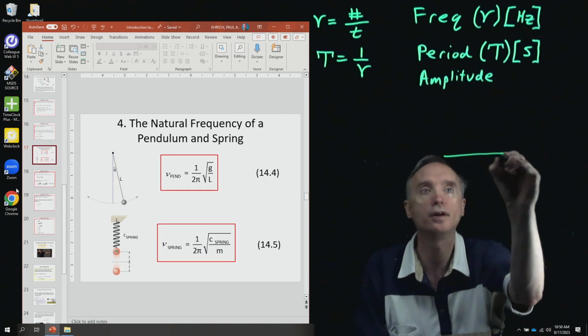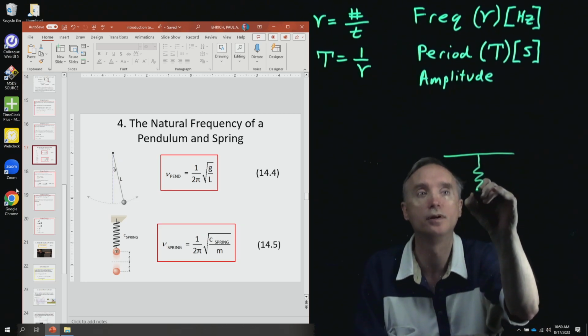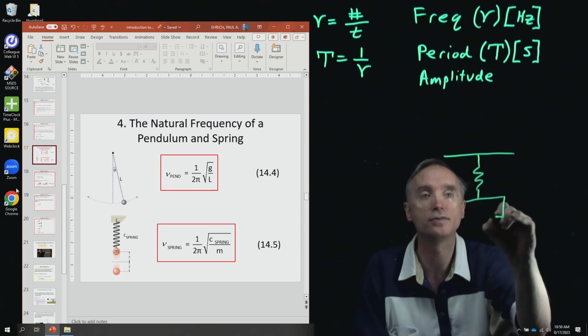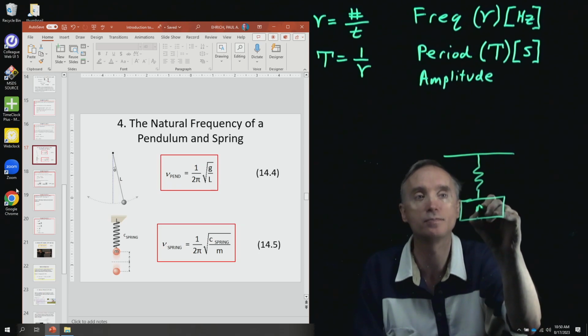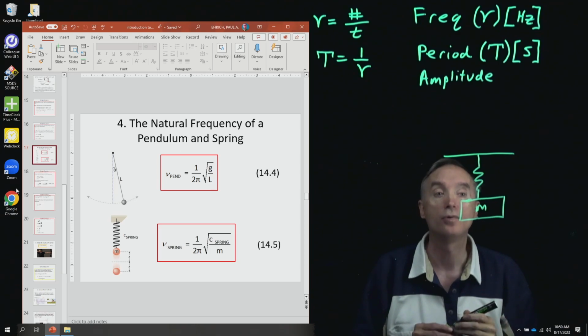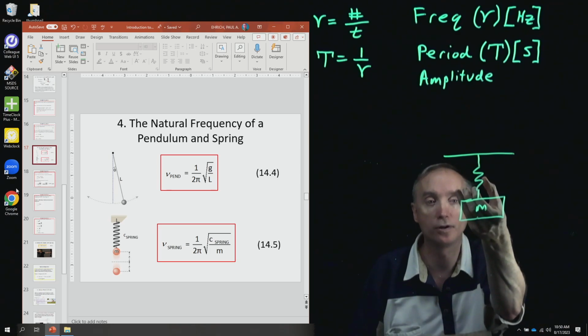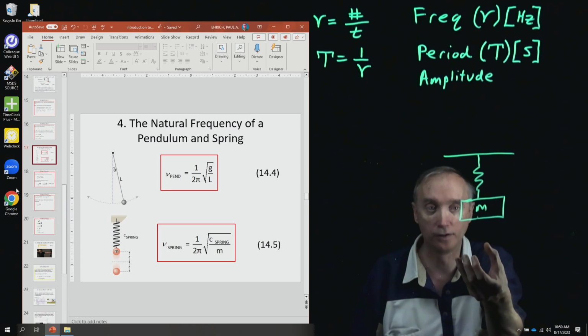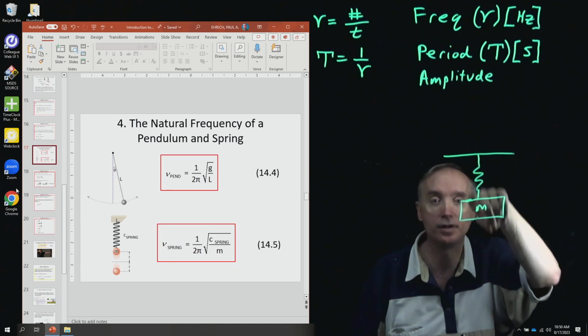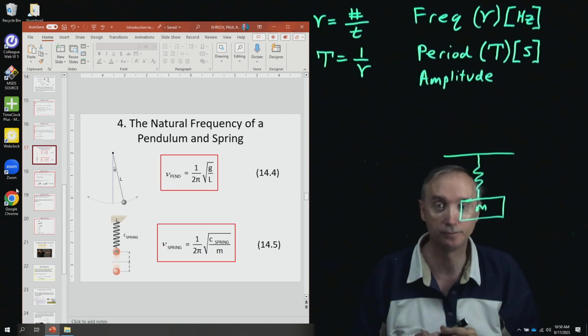So here we're going to have a spring, and then here is a mass that is suspended from it. Now we're going to take the mass and pull it down a little bit, and let it go, and it's going to oscillate up and down with a certain frequency.